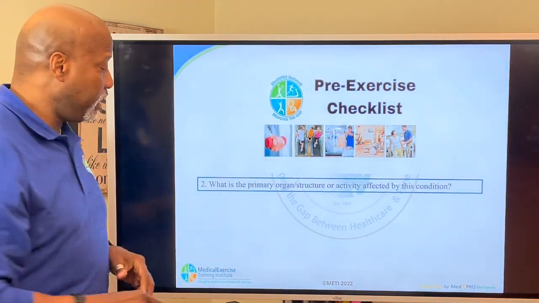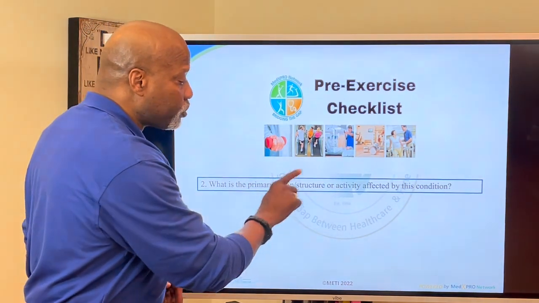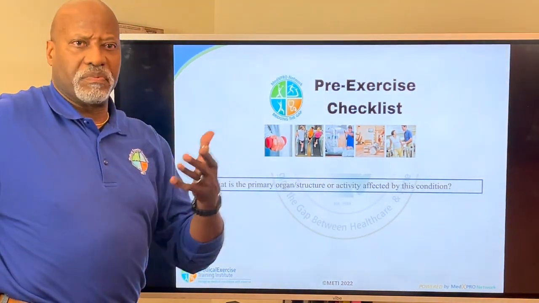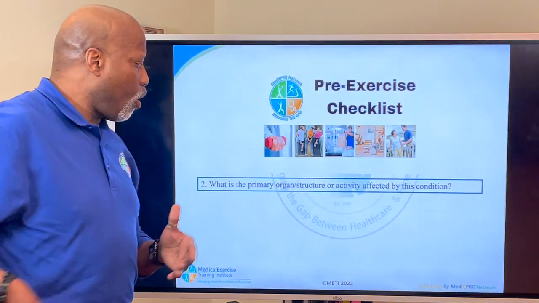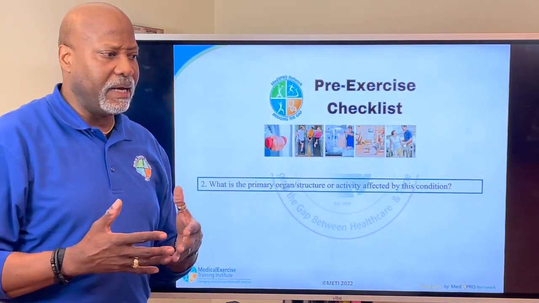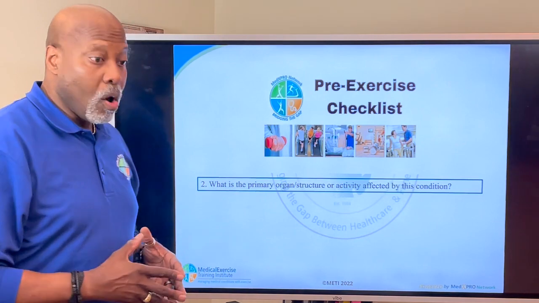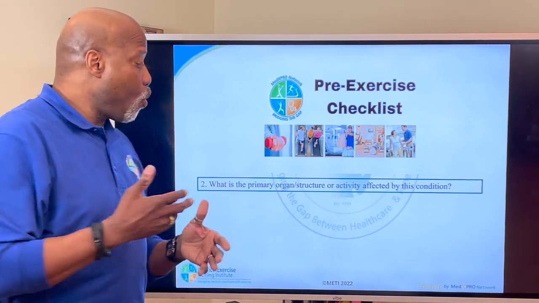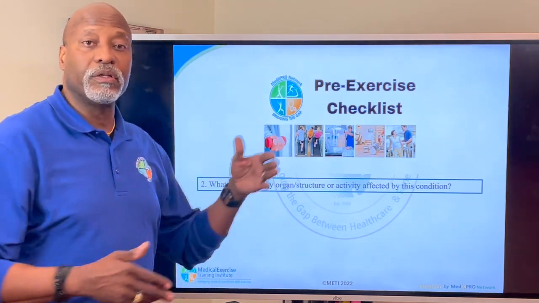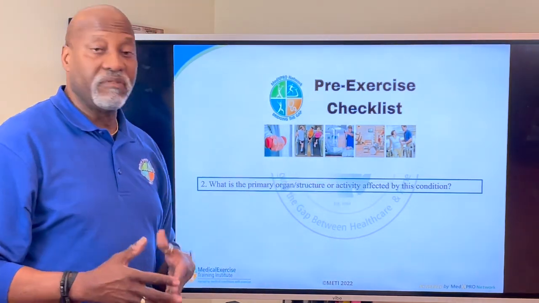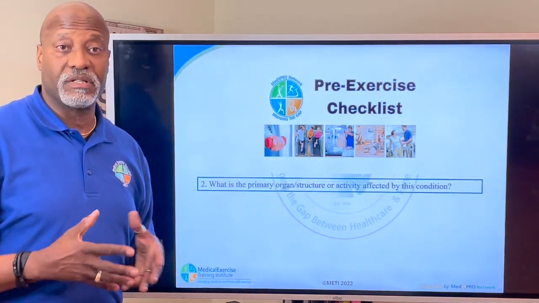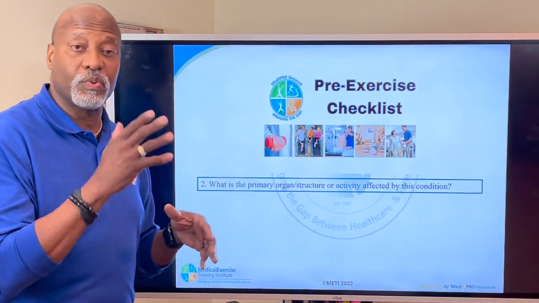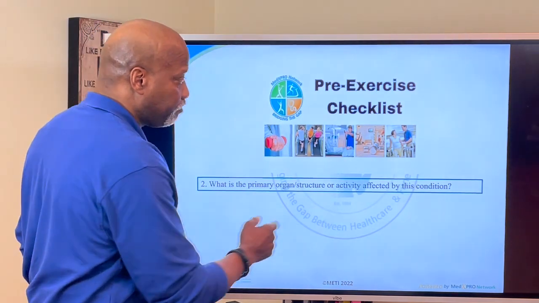Our second item is, what is the primary organ structure or activity affected by this condition? So with the client that's diabetic, or with a client maybe who's had an ACL reconstruction, or maybe a client that has a disc herniation. What is the primary organ, the structure, or the activity that's affected by the client's condition? Making sure you understand what that target organ is makes a huge difference when you're developing the exercise program.